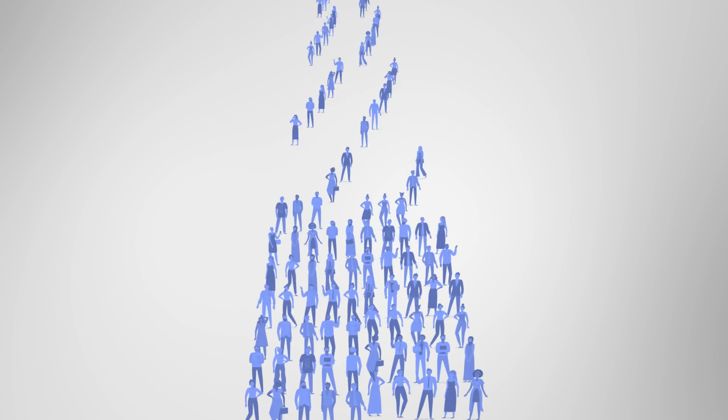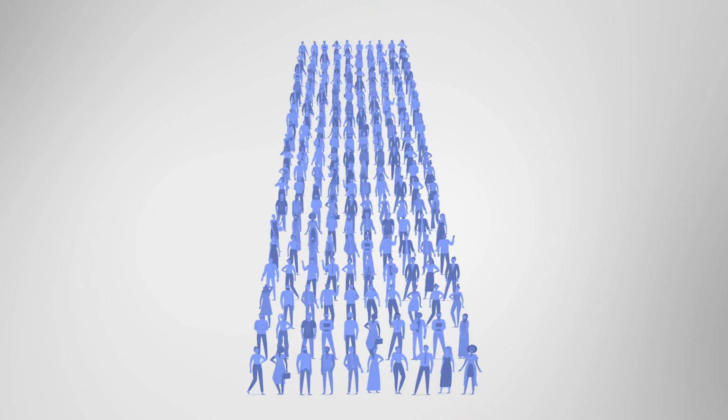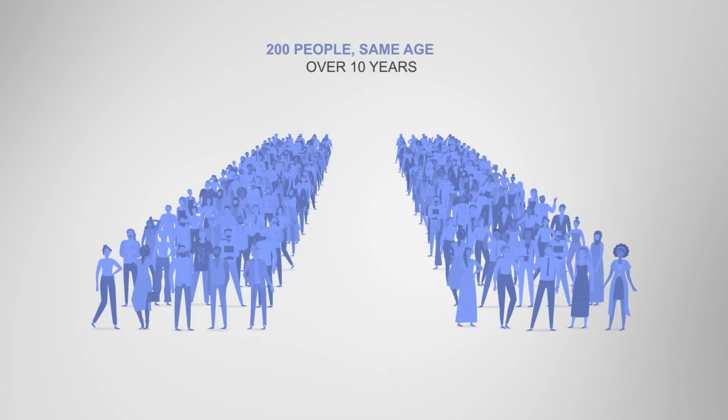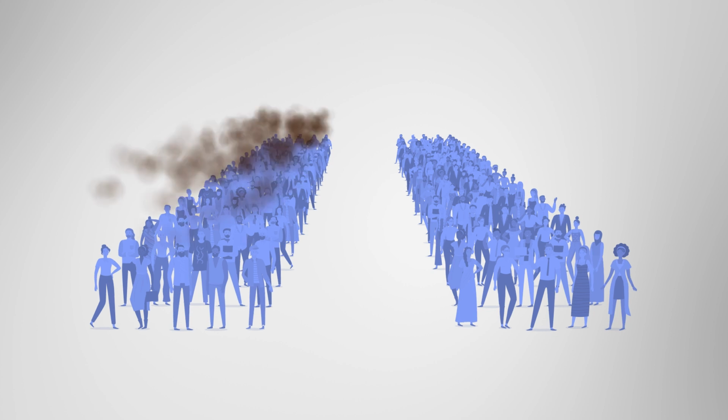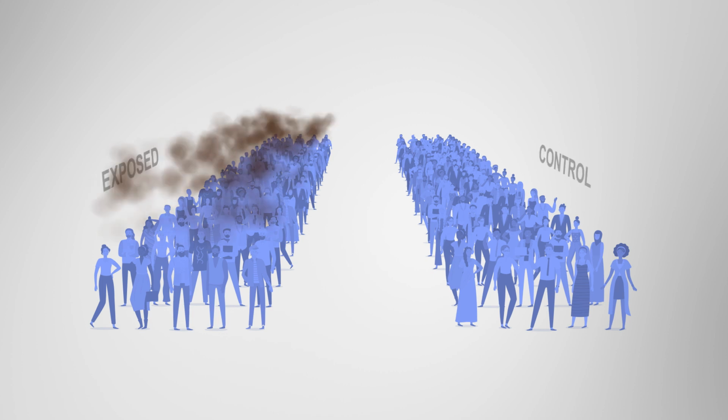Let us assume that we have an epidemiological study where we observe 2,000 people of the same age for 10 years. 1,000 of those are exposed. Let's say they are exposed to a certain level of air pollution. And the other 1,000, let's assume they are not exposed or much less exposed. So they are our comparison group.